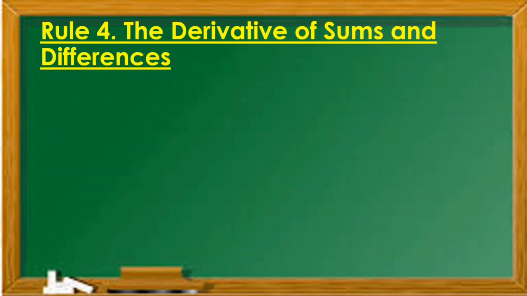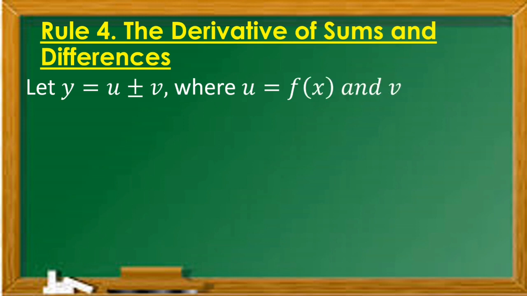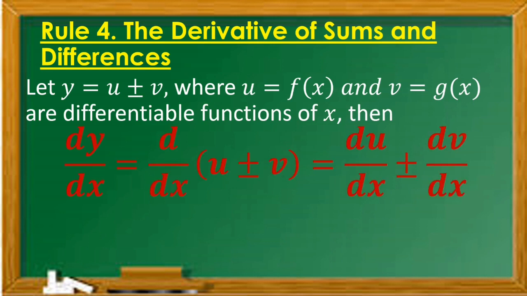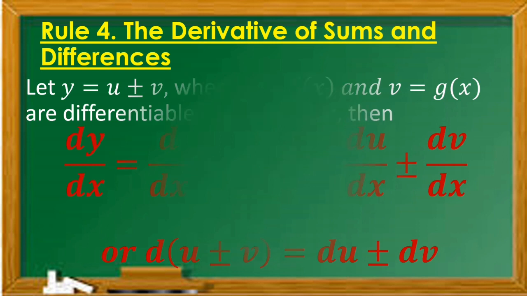Let's have rule number 4, the derivative of sums and differences. Let y be equal to u plus or minus v, where u equals f of x and v equals g of x are differentiable functions of x. Then dy over dx, differentiating u plus or minus v, equals du over dx plus or minus dv over dx. Or, the derivative of u plus or minus v equals du plus or minus dv.